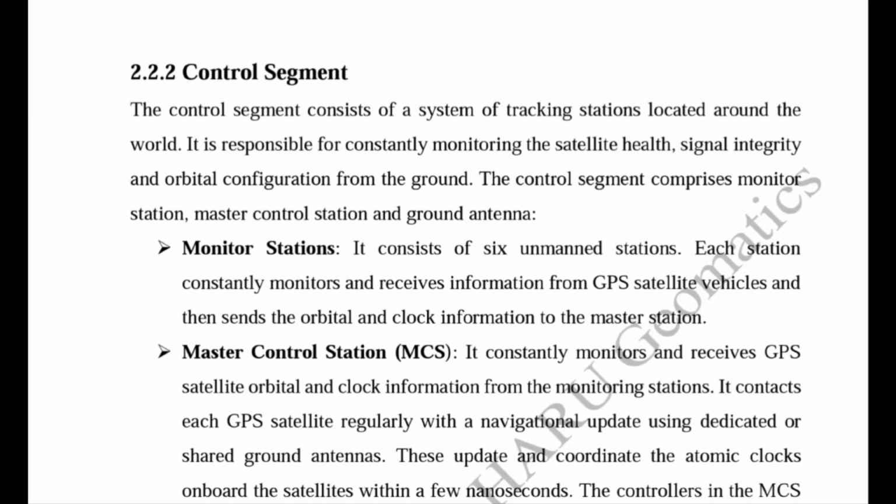So this control segment consists mainly of two types of stations. Some are the monitor stations and one is the master control station. So the master control station is available in the same country that developed the GNSS system. So for the GPS system, this master control station is available in the US.